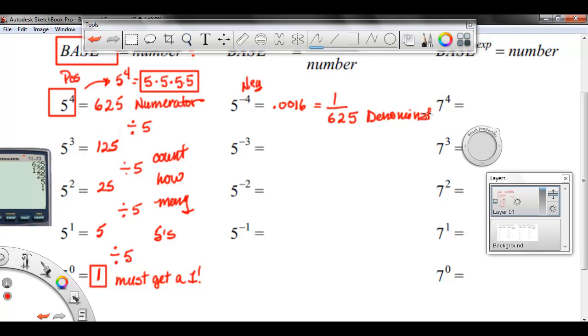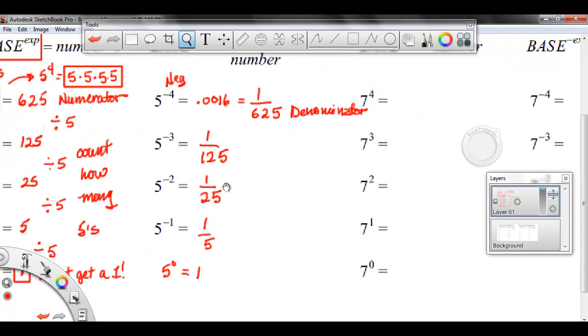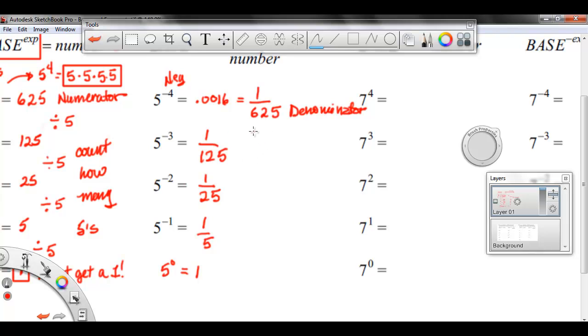So now that I know what 5 to the 3rd is, 125, if I change that positive 3 exponent to a negative 3, I know what to write. It'll be 1 over 125. That negative exponent moves the 125 into the denominator. The same way with 5 squared. I have 5 to the negative 2 will move the 25 into the denominator. In the same way with 5 to the negative 1, the 5 will be moved into the denominator. And then again, we still have 5 to the 0 power equals 1.